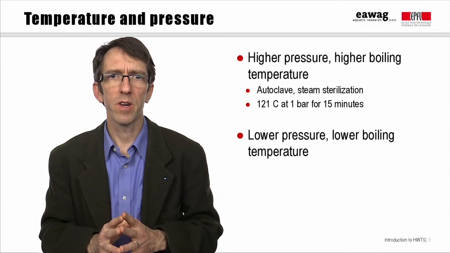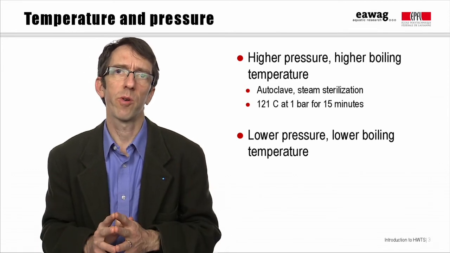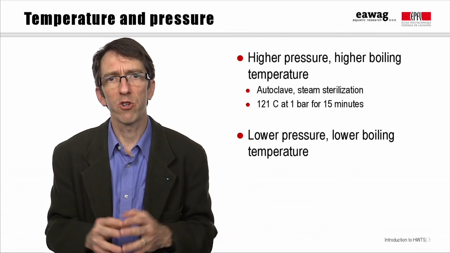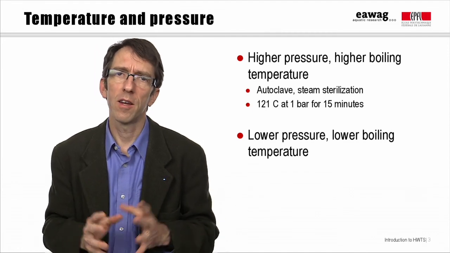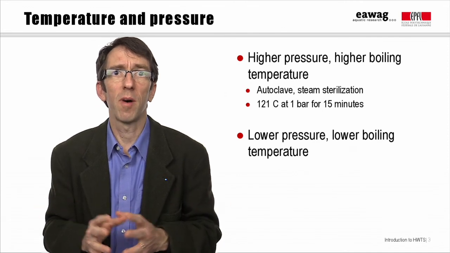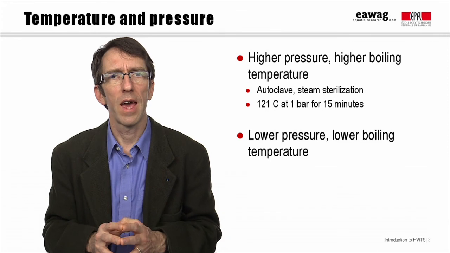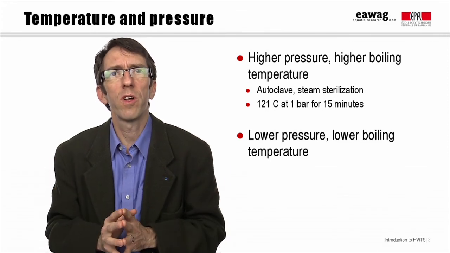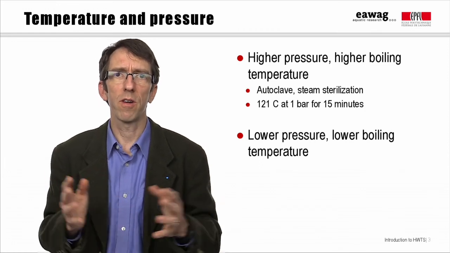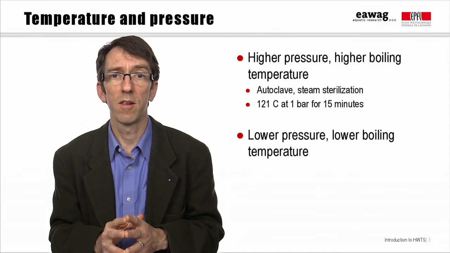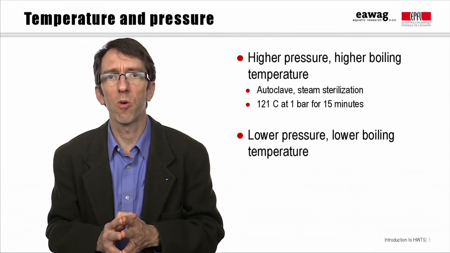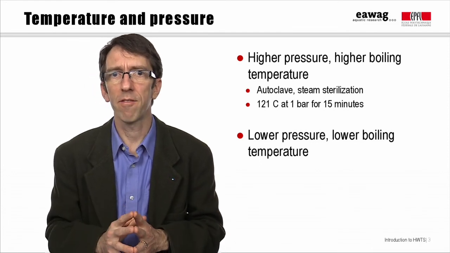To understand how heat disinfection works, we have to first think a little bit about temperature and pressure, and recognize that pressure affects the boiling point. If the pressure is higher, then the boiling point can be higher. In fact, this is how an autoclave works, with steam sterilization at high pressure, about 1 bar above atmospheric pressure, and that allows water to reach 121 degrees Celsius. If it's kept there for 15 minutes, under steam, it's a very effective sterilization technique. Conversely, if the air pressure is lower, the boiling temperature is also lower, and we'll discuss the implications that that can have on boiling.